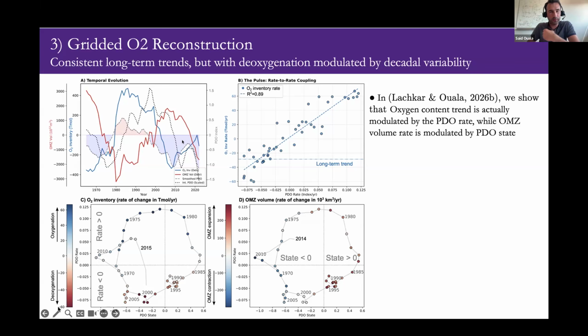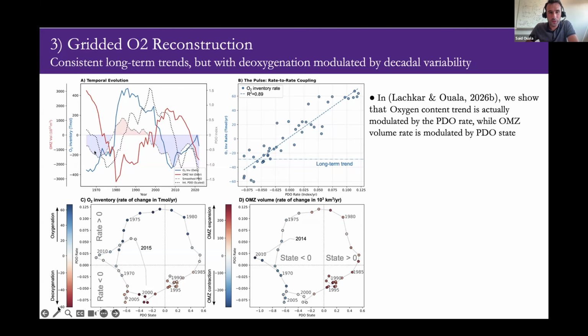And what we are showing, we can focus on the upper left figure. We have here in blue the oxygen inventory, so the oxygen content simulated by our product. We have in dashed lines the smoothed PDO index. And in red, we have the oxygen minimum zone volume. So it's basically the volume of ocean with a concentration of oxygen that is smaller than some predefined threshold.